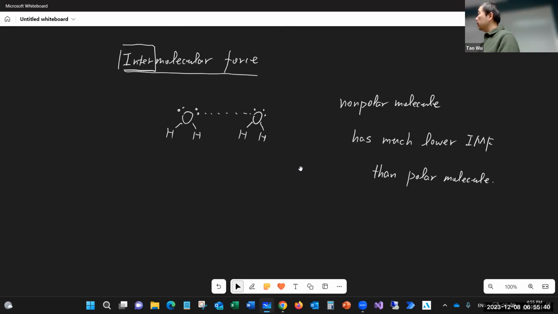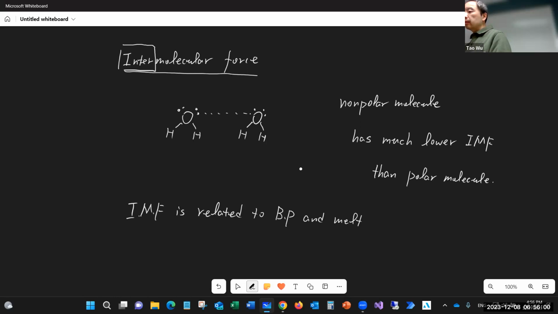And how can we determine the intermolecular force? Usually, the intermolecular force is related to the boiling point and the melting point. In other words, if you try to compare the intermolecular force between two molecules, just look at their boiling point or melting point, and then you will see.